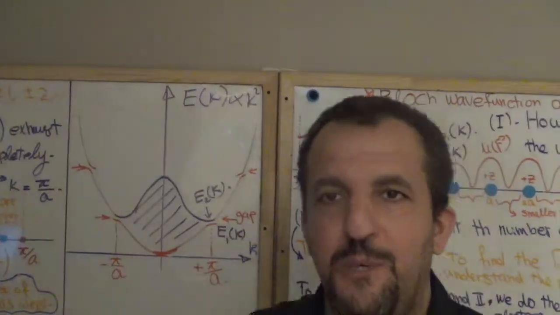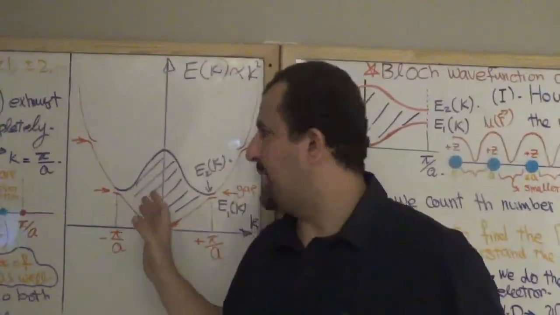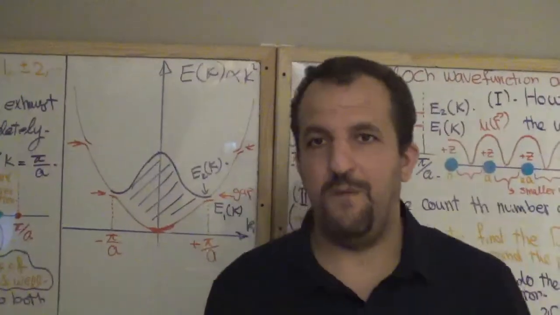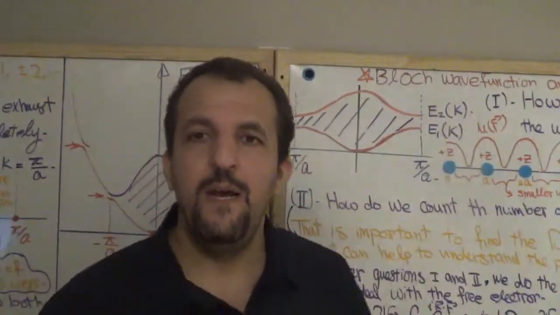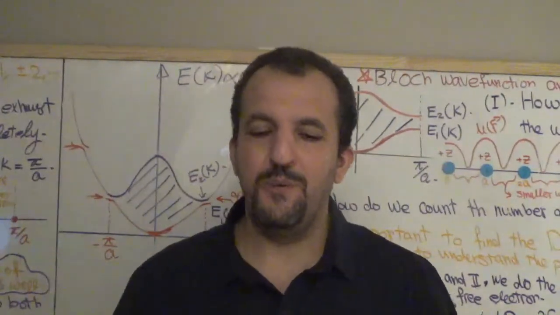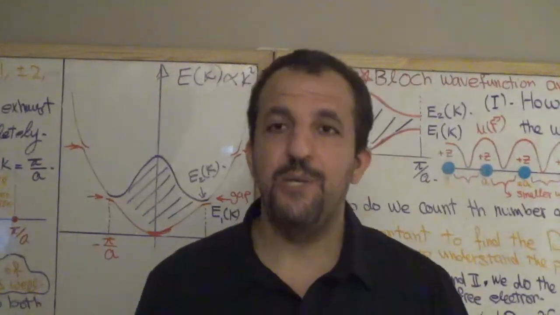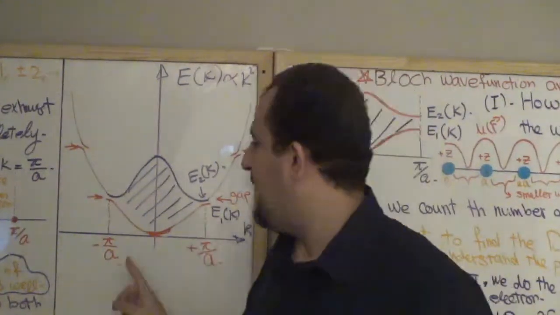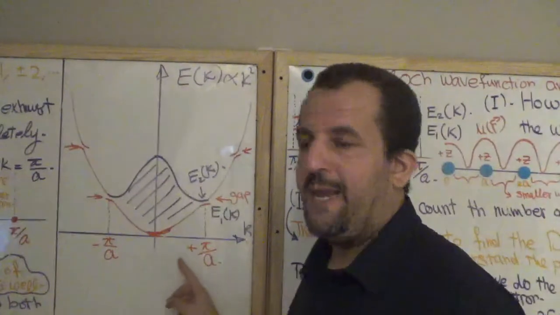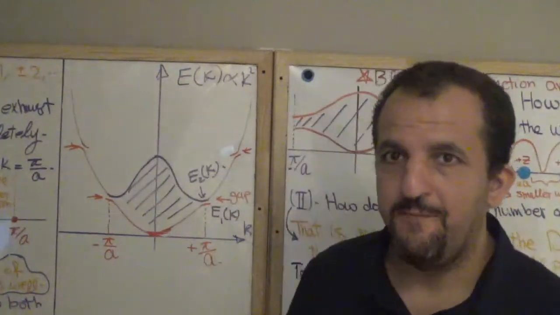So this is how we can draw the energy levels, guys, as you can see right here, for this kind of system using the Bloch wave function, and also by respecting the boundary condition that led us to these two values, plus pi over a and minus pi over a.